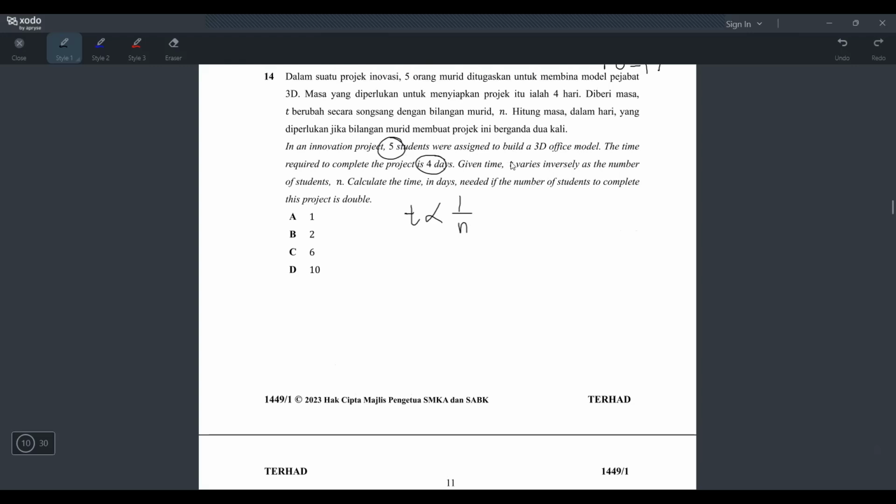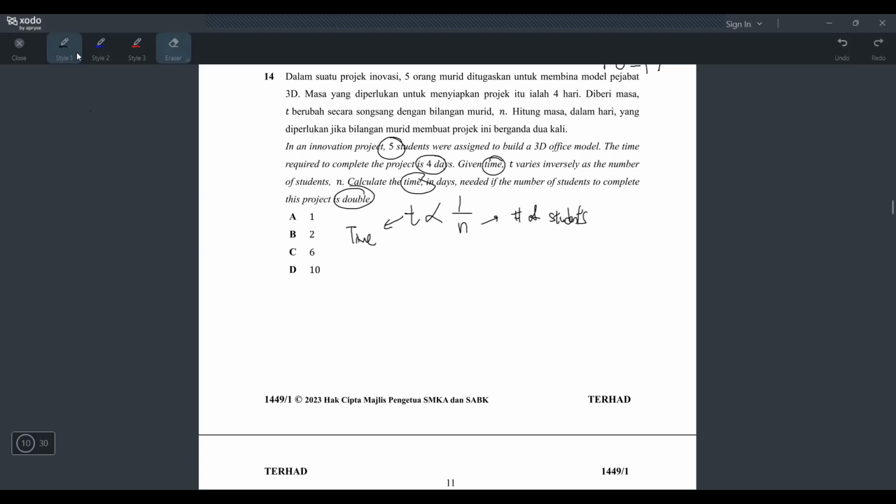And I assume T represents time, and N represents number of students. So this one is time, and this one is number of students. And then what they want you to calculate. Calculate the time means calculate T. Needed if the number of students to complete the project is double. Okay, 5 students, 4 days. So if 10 students, 2 days. Right?